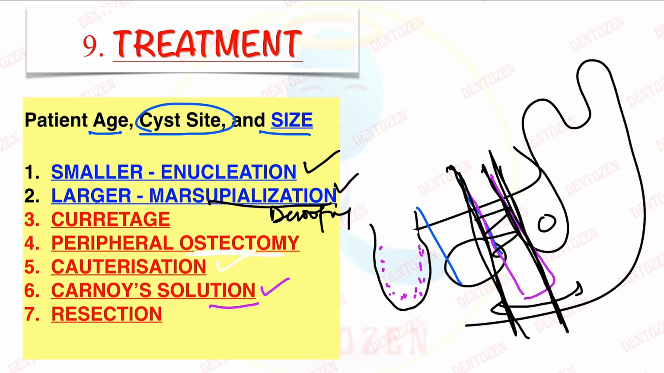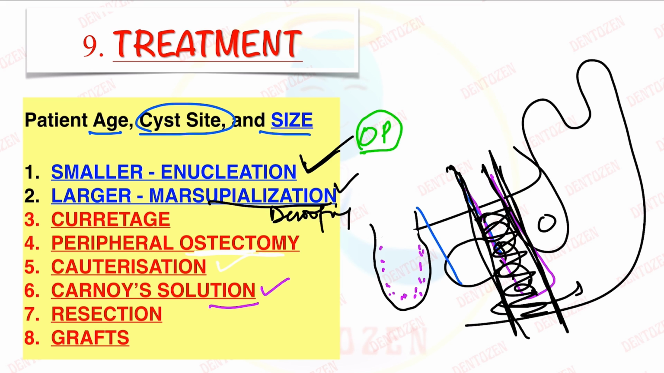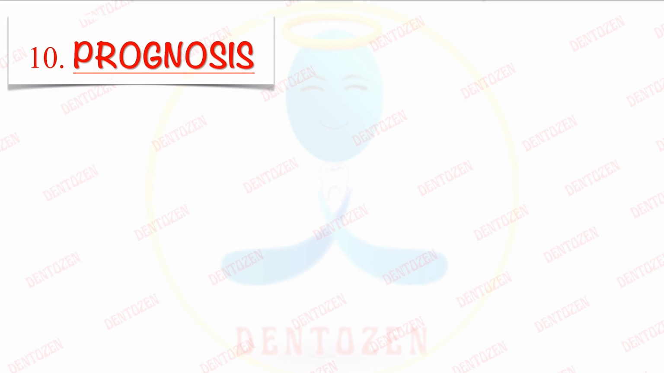That is called en bloc resection. In that case, later the defect which is produced can be filled with grafts. Or enucleation can be done with open packing, when we keep it open and give a pack made up of iodoform and antibiotics, or we can do it with primary closure. So those can be the different treatment strategies for OKC.